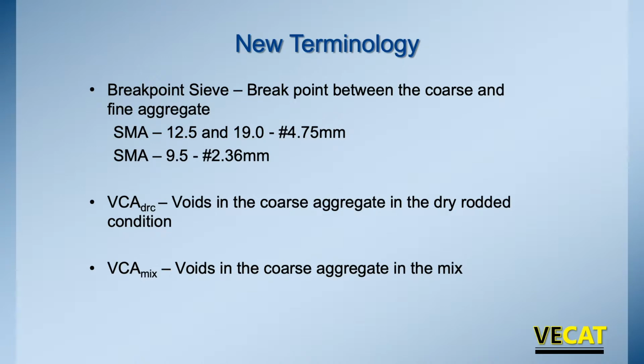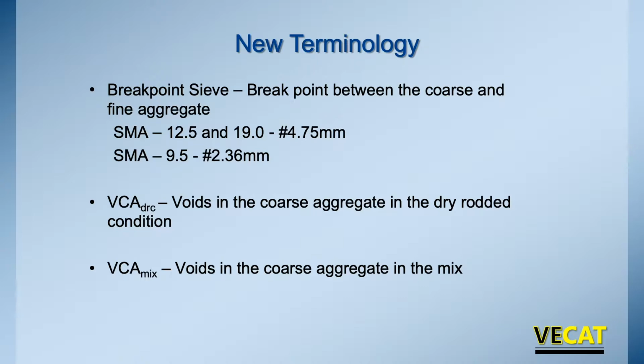When designing a SMA mix as compared to conventional mixes, there are new concepts and terminologies that need to be understood. Breakpoint sieve. Breakpoint sieve differentiates the coarse aggregate portion of this blend and the fine portion. So on a 12.5 millimeter and a 19 millimeter, the breakpoint sieve would be the number 4, or the 4.75 millimeter sieve. And on the 9.5 millimeter, it would be the 8 sieve that differentiates the difference between coarse and fine aggregate.